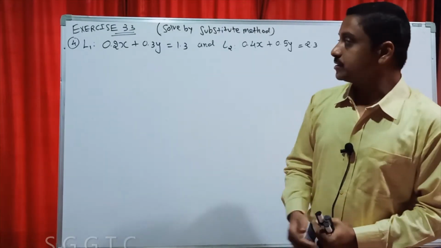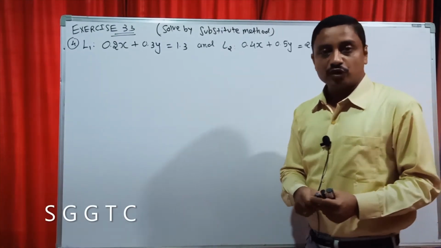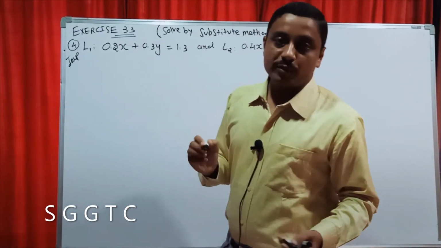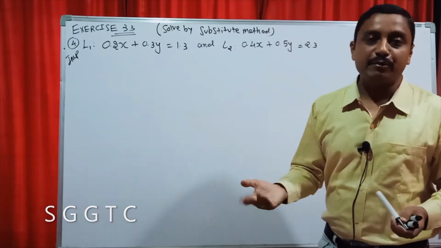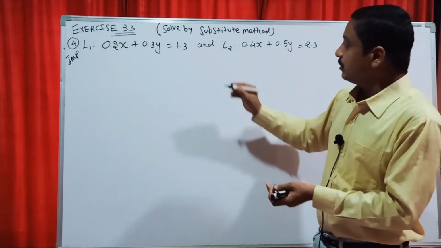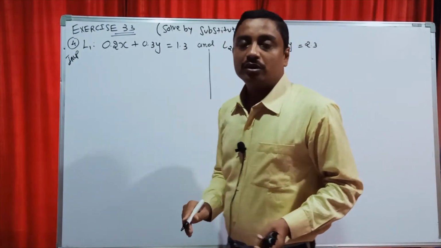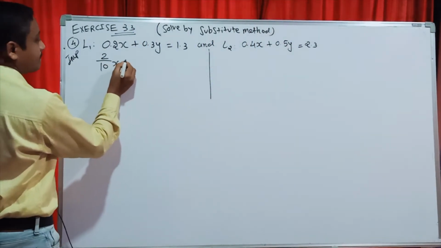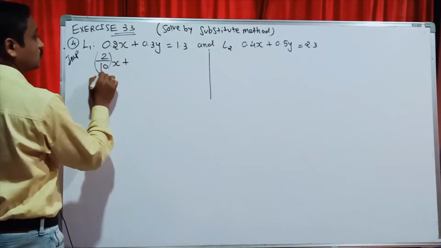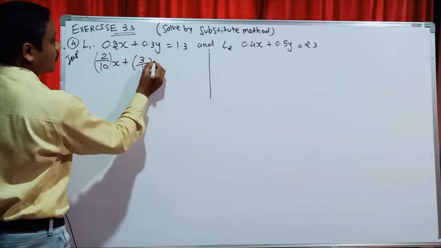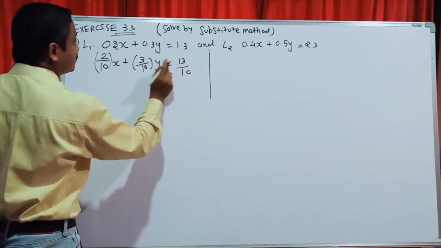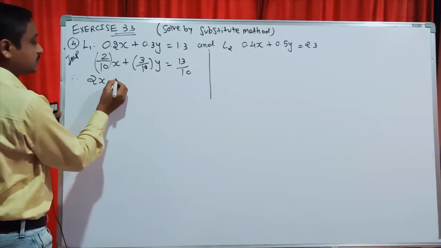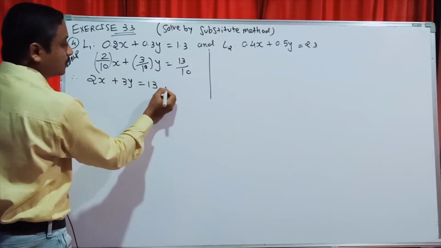Now continue, students, question number 4. This fourth question is IMP for your exam level. Many times numericals of this type are asked in your exams. Here points are given. So first of all, students, I try to remove the denominators. So it is 2 by 10, next 3 by 10, and here 13 by 10. You get 10, 10, 10 removed. Only I have 2x plus 3y is equal to 13.